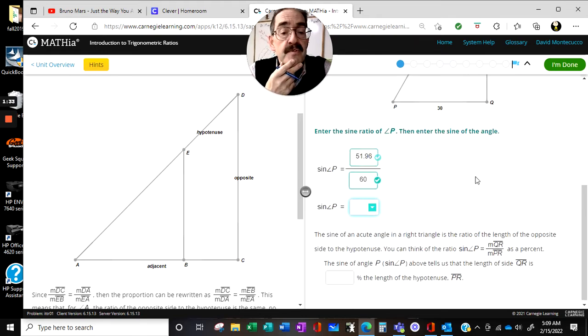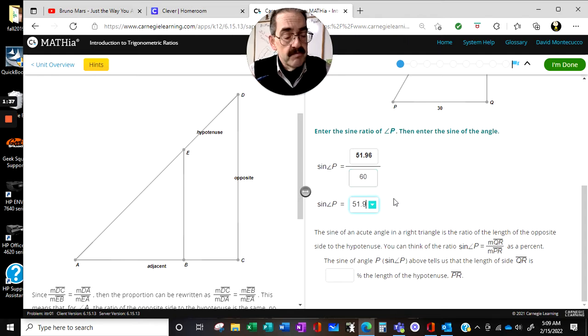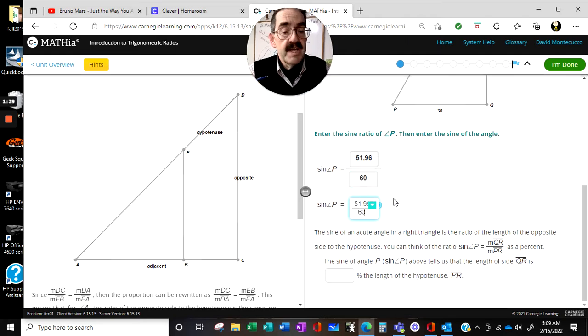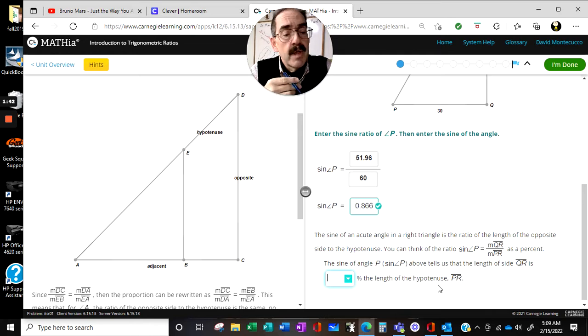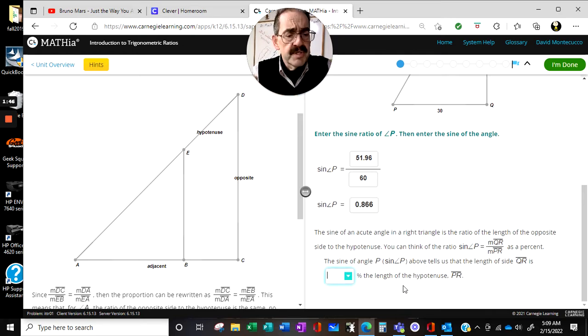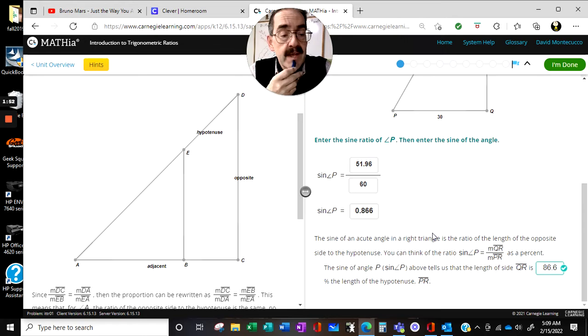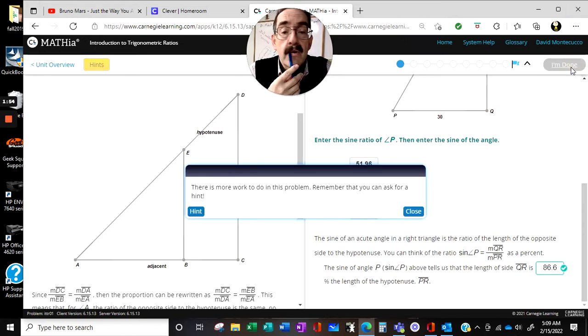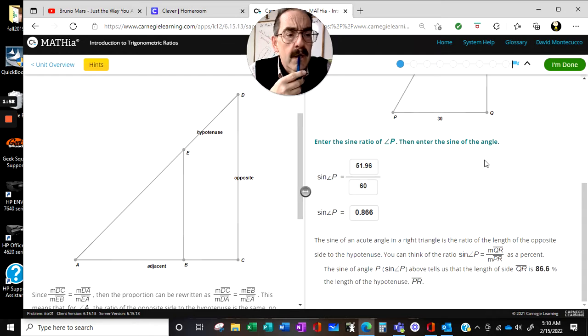Alright, so just type those two values in, and then the sine is a relationship. So 51.96 divided by 60, and it's just a percentage. Whoa, a percentage. The length of QR is what percent of the hypotenuse? 86.6%. Okay, that's all we're doing, over and over and over.